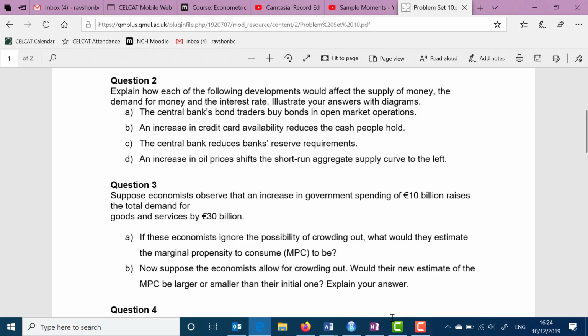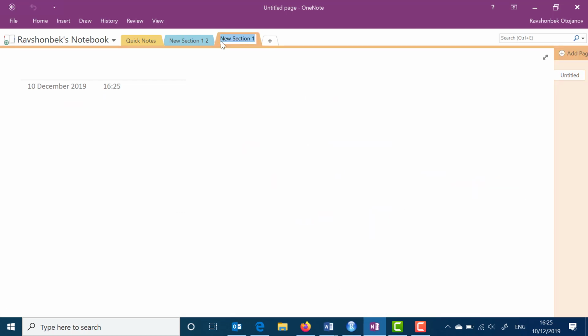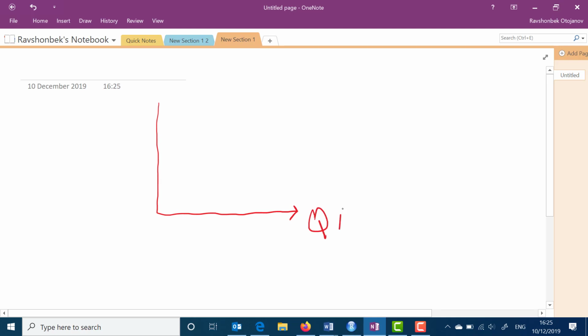If they buy bonds, it's kind of investing in companies, isn't it? They're giving out the money, yes. So when they buy the bonds, they are taking these promissory notes in return for money. So what happens in the money market? This is the quantity of money. This is the interest rate. This is our money supply.